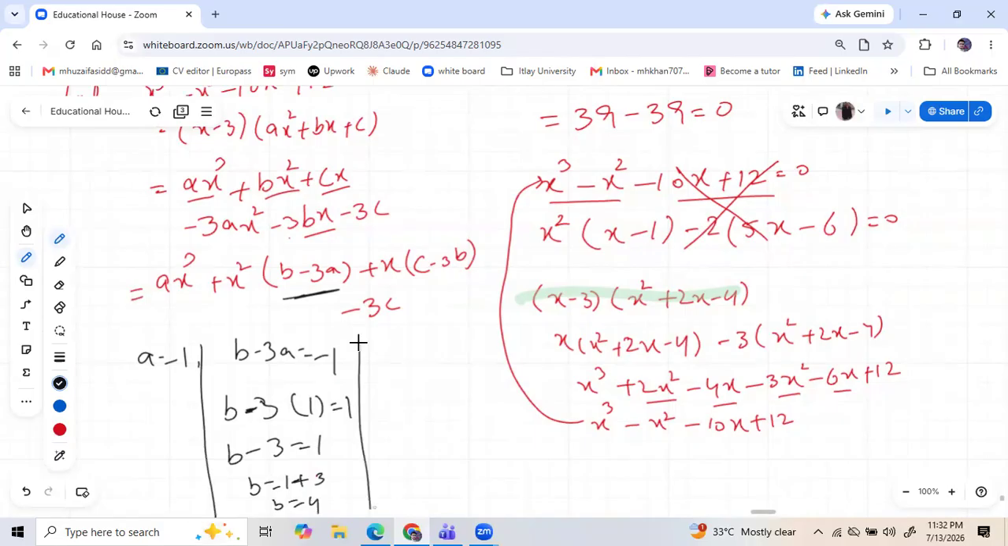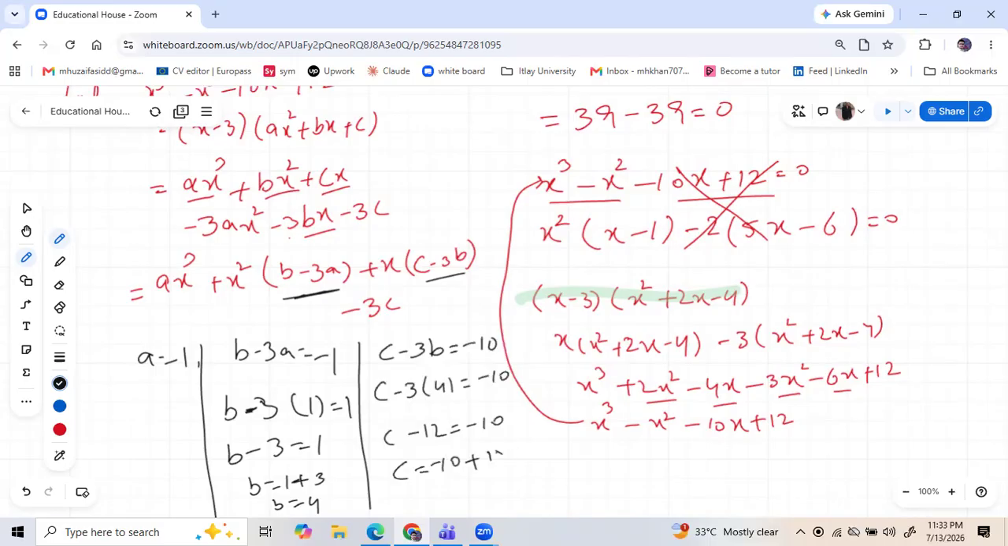After this, look at it here. This is c minus 3b. This is c minus 3b is equal to, you can compare with this one, this is equal to minus 10, and this is c minus 3 into 4 is equal to minus 10, and this is the minus 12 is equal to minus 10. So this is 10 plus 12, this is the minus, so this is equal to 2.